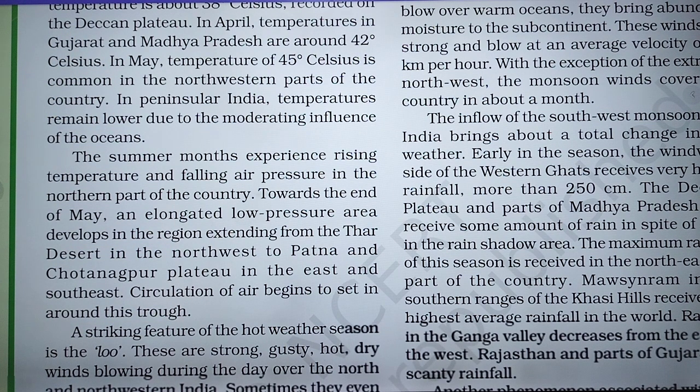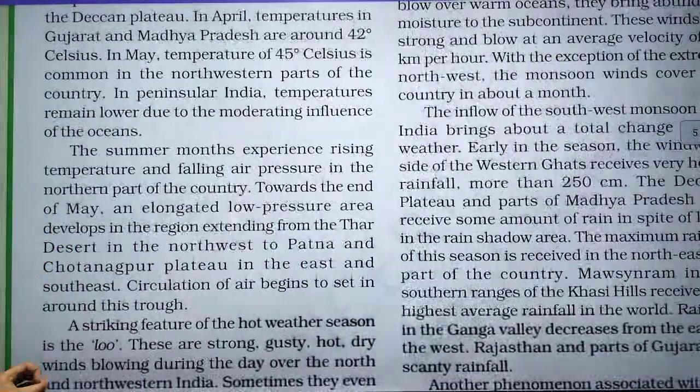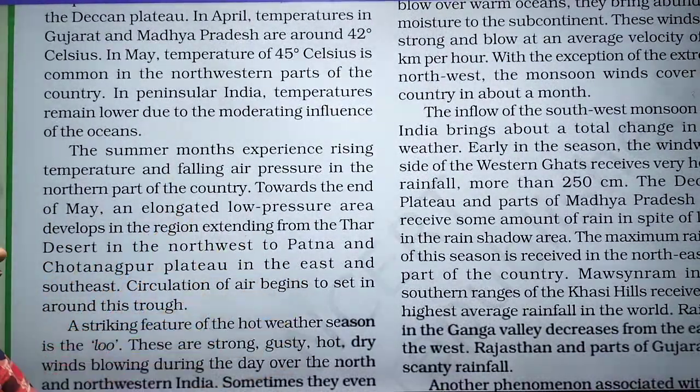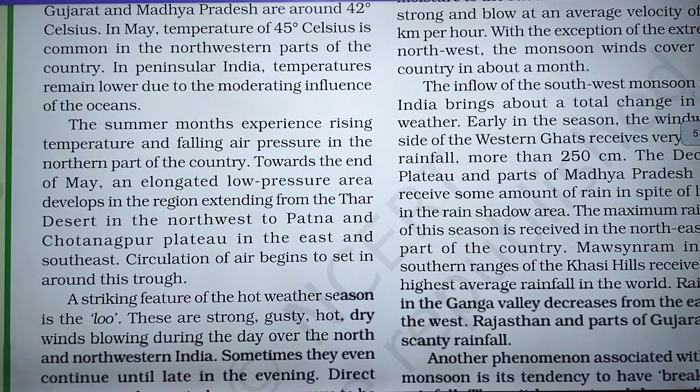Towards the end of May, an elongated low pressure area develops in the region extending from the Thar Desert in the northwest to Patna and the Chotanagpur plateau in the east and south east. Circulation of air begins to set in around this trough.